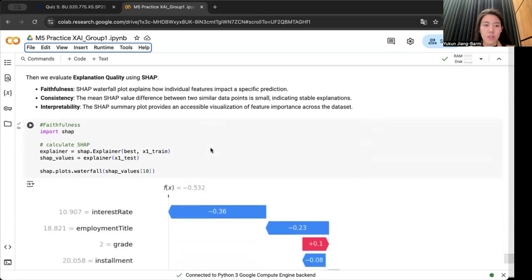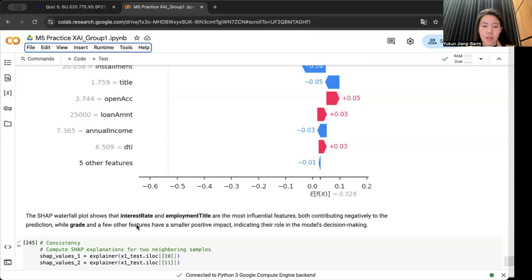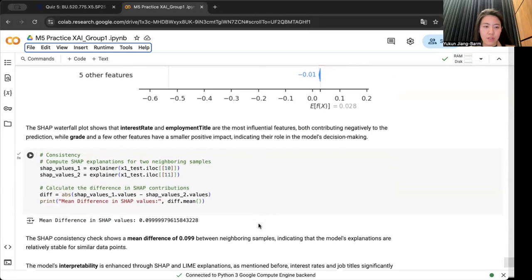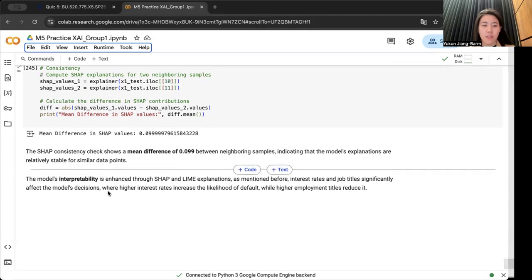And we also evaluate the explanation quality using SHAP from fairness, which finds that interest rate and employment title are the most important features. And the consistency shows a mean difference of 0.099 between neighborhood samples, indicating that the model's explanations are stable for similar data points.